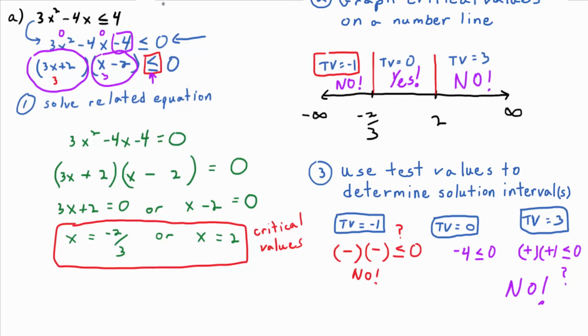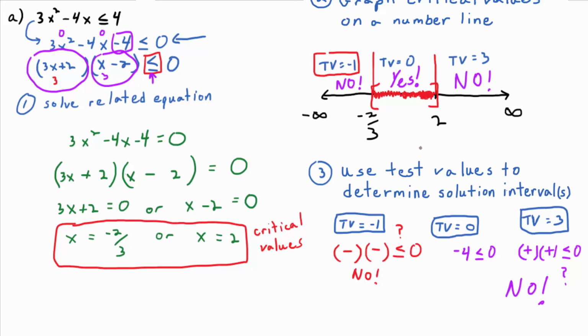Okay, so where are you going to shade here? The middle. So we'll shade right there. Now, are the endpoints going to be included here? How do you know? Because of the or equal to part, the endpoints are included. So you could either use brackets or closed circles. And you got your solution.